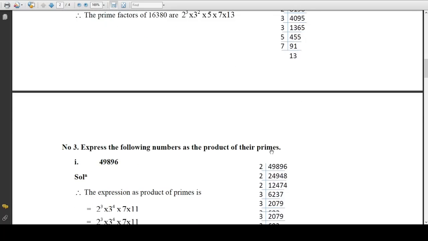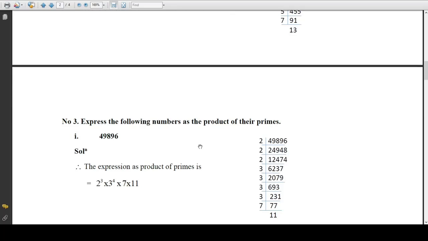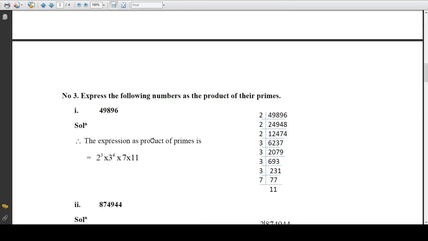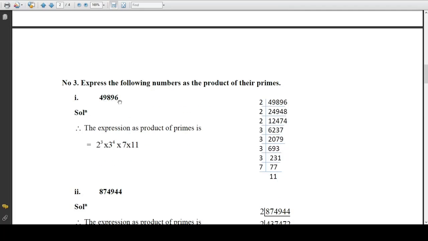Okay, the next is number 3, 49896, and they ask to express the following as the product of the primes. Okay, that means you have to find again the same thing, the prime factorization of this given number.